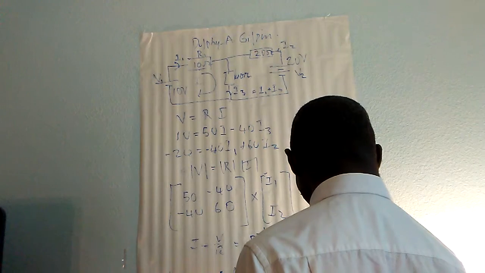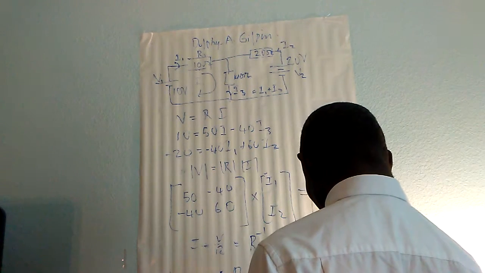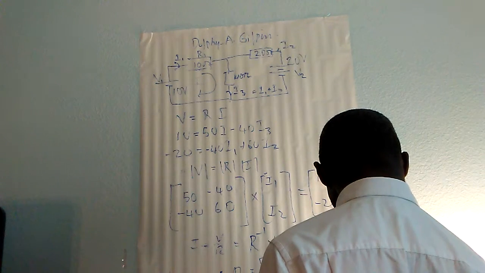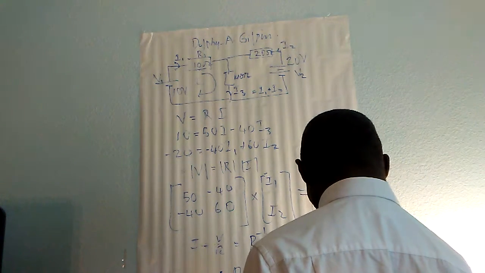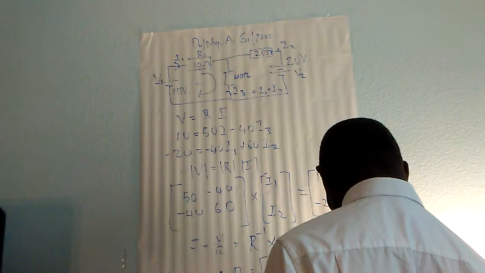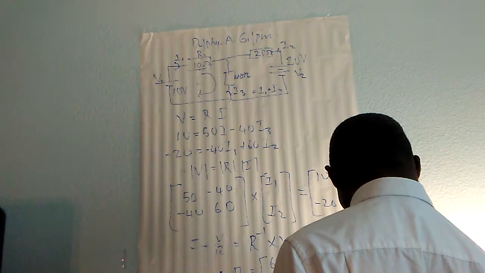In that case, now I1 would be equal to minus 0.143 amps, and I2 would be equal to minus 0.429 amps.